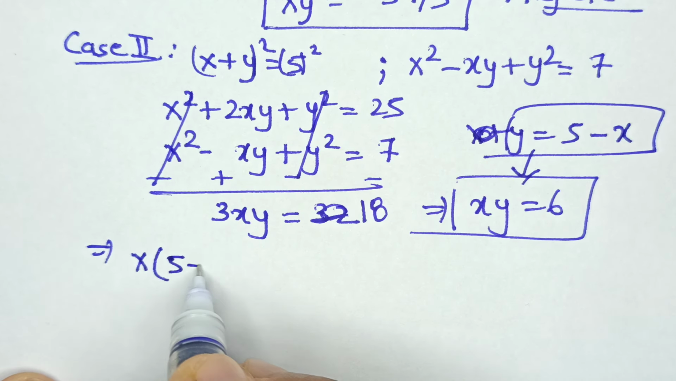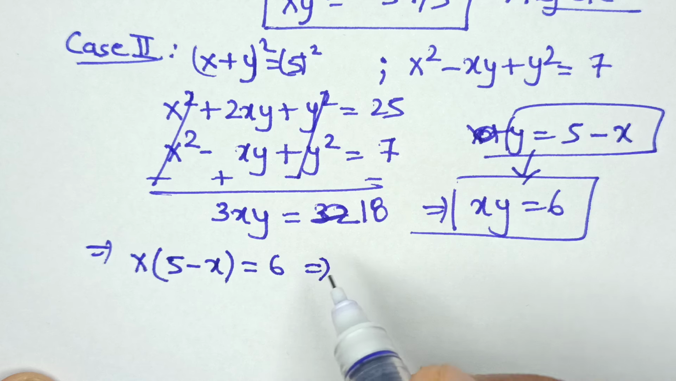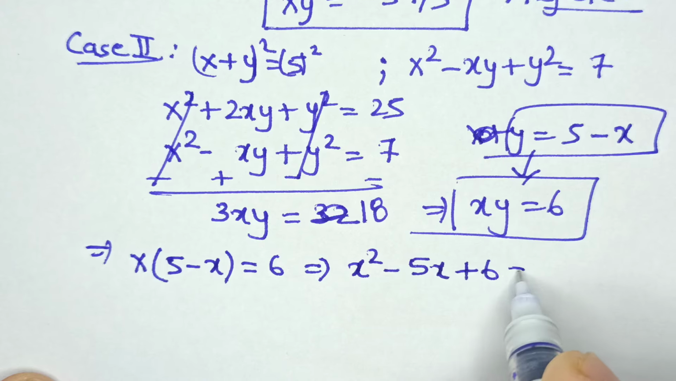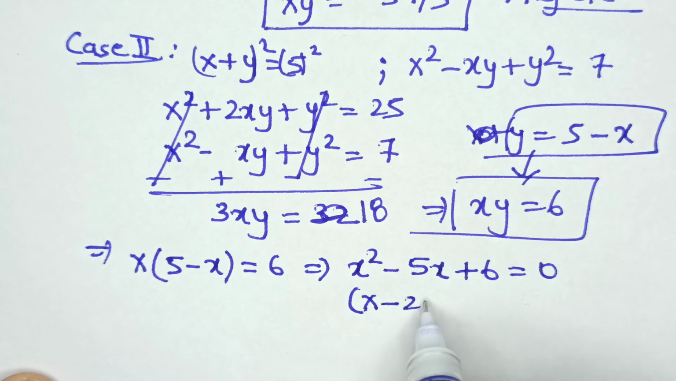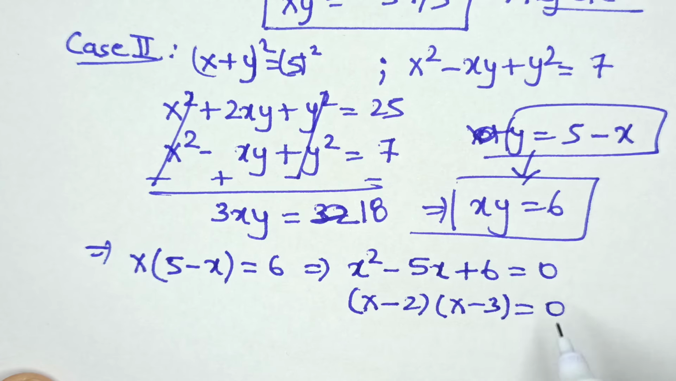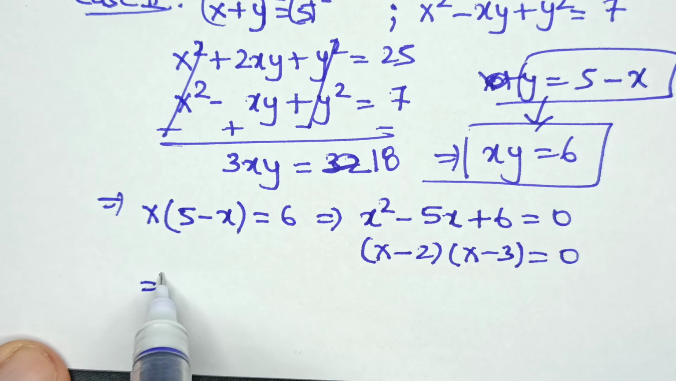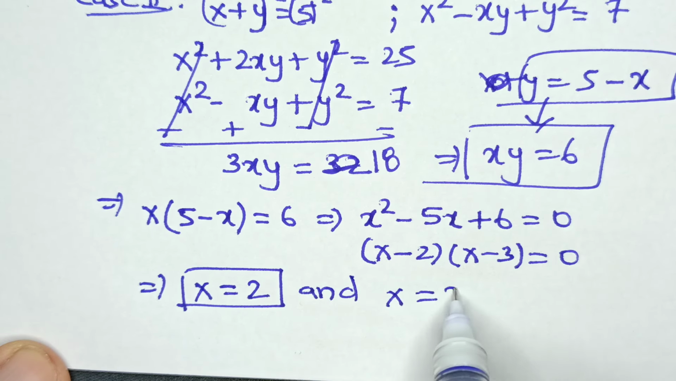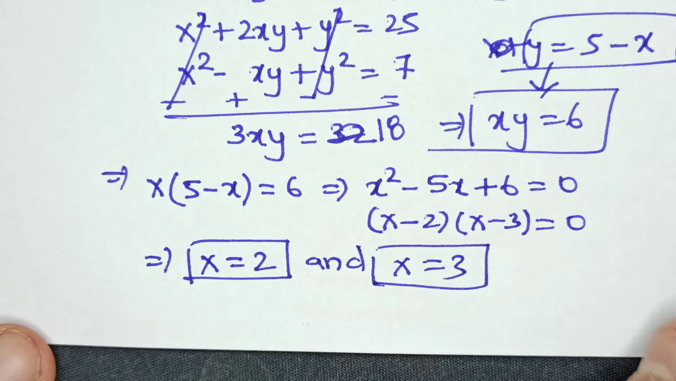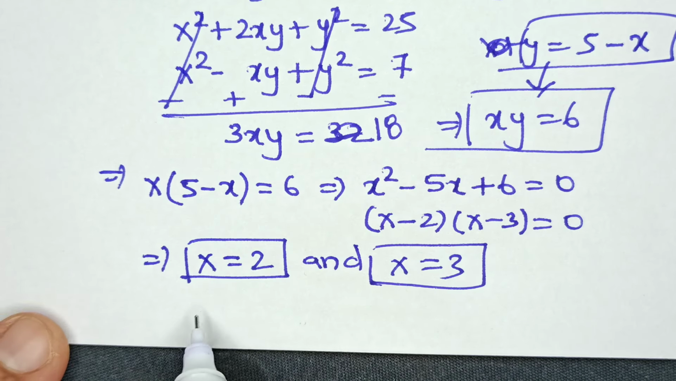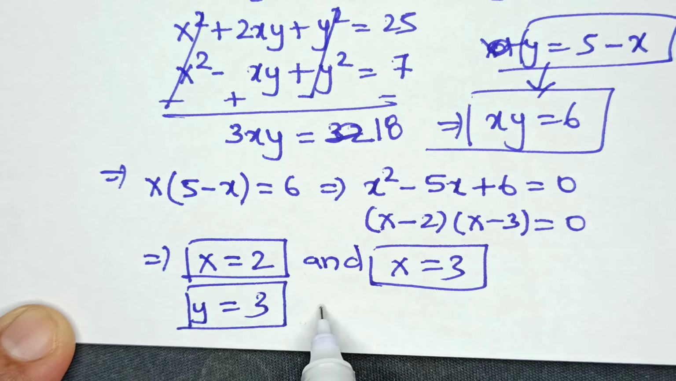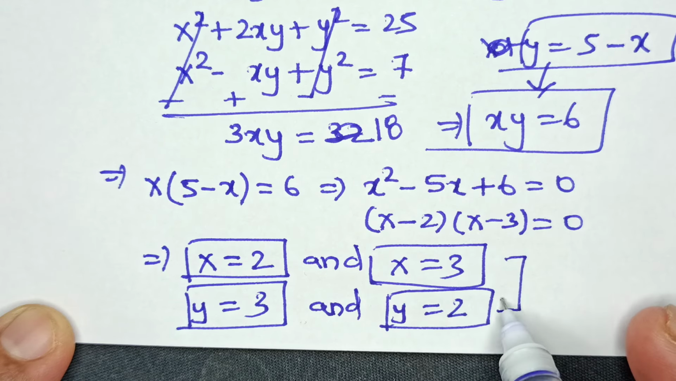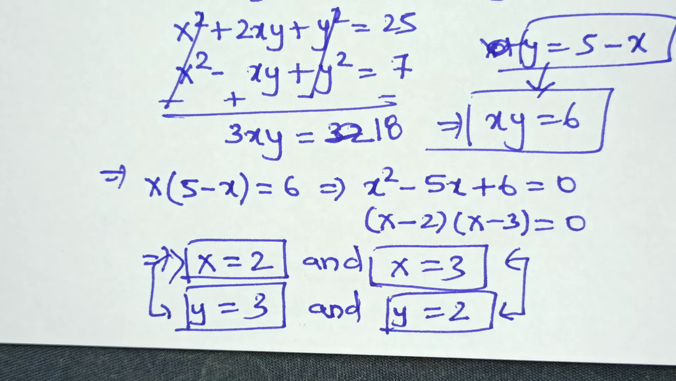So x multiplied by 5 minus x is equal to 6, which means the quadratic equation we have is x square minus 5x plus 6 is equal to 0, and then x minus 2 multiplied by x minus 3 is equal to 0. This gives us the value of x as 2 in the first part and the value of x as 3 in the second part. Now let us substitute this in y equal to 5 minus x. The value of y comes out to be 3, and the second value of y comes out to be 2. So these are the answers we obtained from solving.